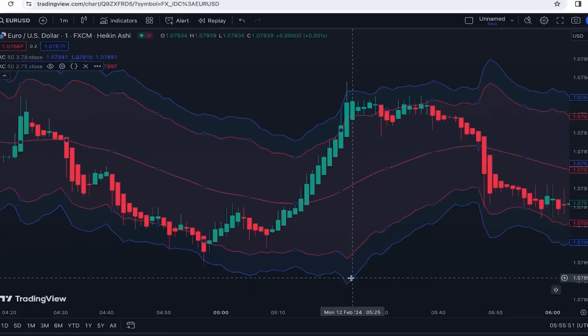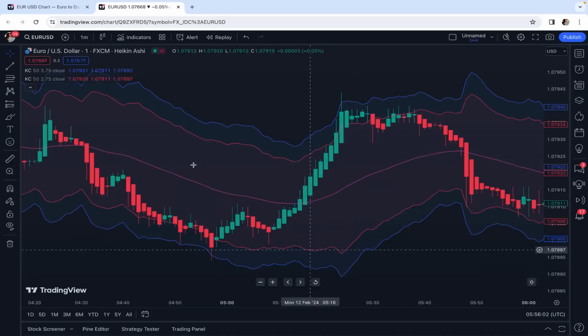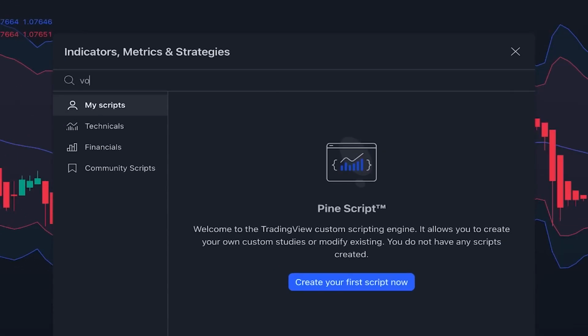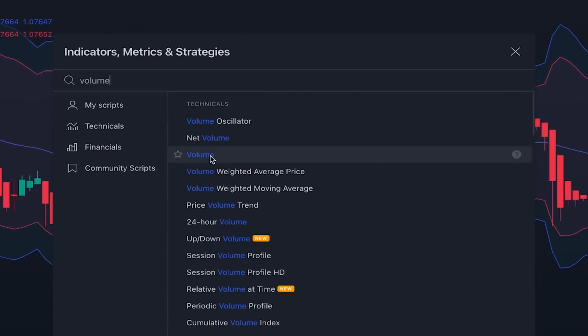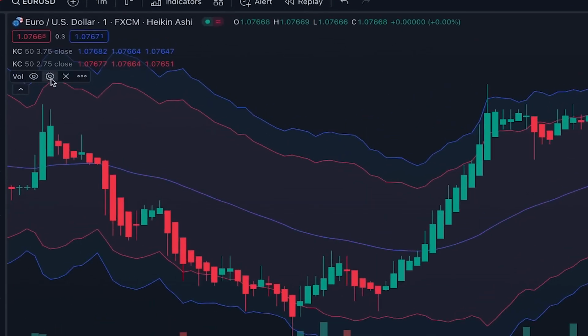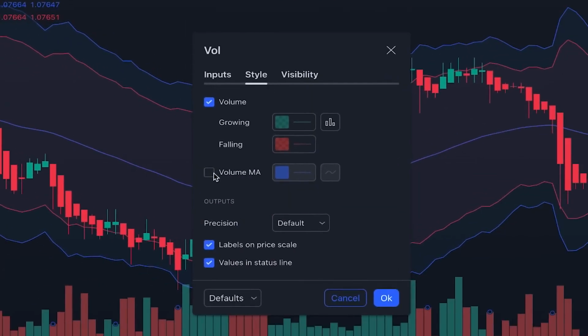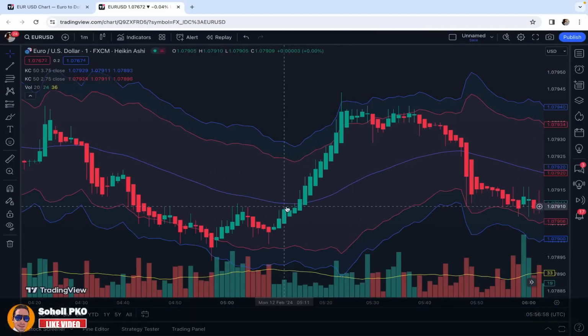Alright, this is also done, and now we need to add volume indicator. So here we click on indicators and we search volume. We add this one, the simple volume indicator, and we need to go to the settings of this volume indicator, and here in the style tab we add volume moving average, and let's change the color to yellow so it will be more clear on our chart. Alright, the setup is ready, and let me explain how it's used for identifying reversals.